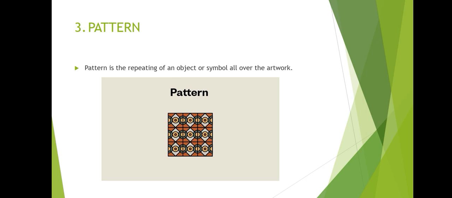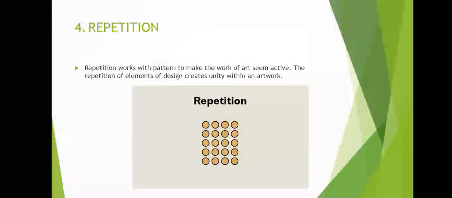For example, if you use light colors, you apply a light color also to the other parts. Something like that, in order to make your artwork become beautiful. According to this, pattern is a repeating of an object. You may also repeat the patterns in order to make it attractive to others. Repetition is the repetition of objects to make it attractive and beautiful.